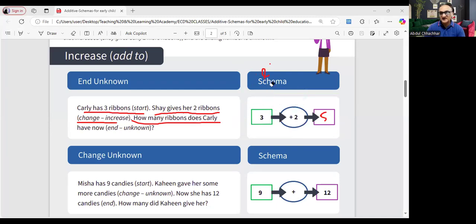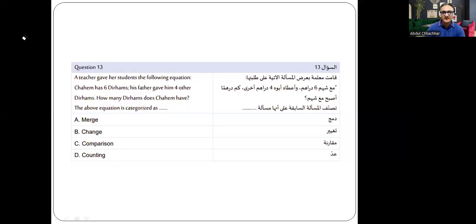Let me show you the question again, to be sure. Now let's read the question. A teacher gave her students the following equation. Chaham has 6 dirhams. His father gave him 4 dirhams. So how many dirhams does he have? What problem is this? We call it the change problem. And from where has this been taken? This has been taken from the additive schema. Let's discuss a few more components related to that. That will help you a lot.